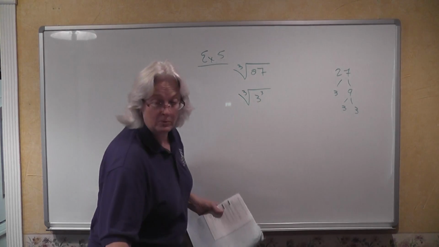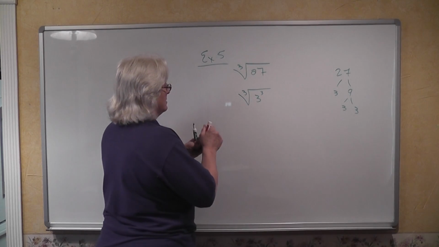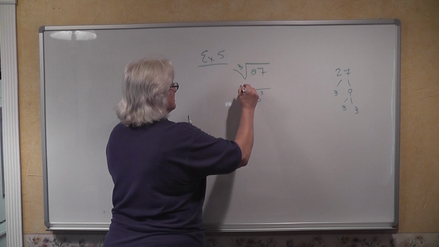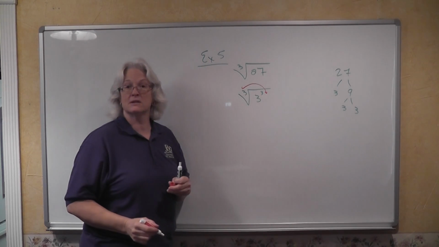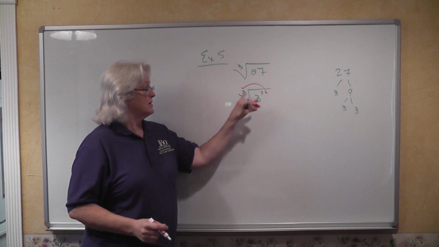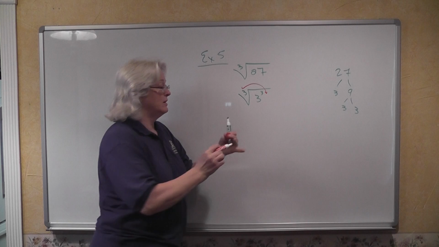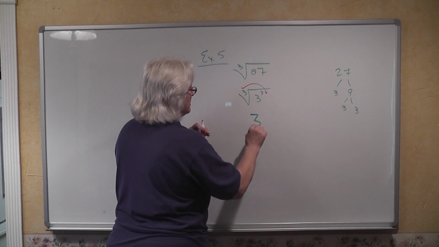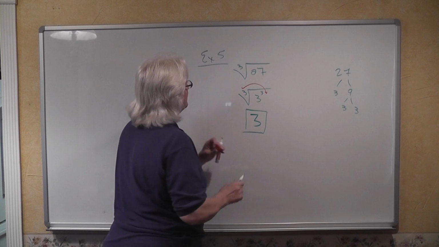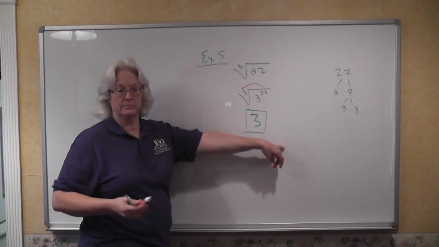Now I want you to particularly observe that the index on the outside and the power on the inside are the same. Index and power are the same. We're looking for one of that number's 3 equal factors, which is 3. The cube root of 27 is 3.